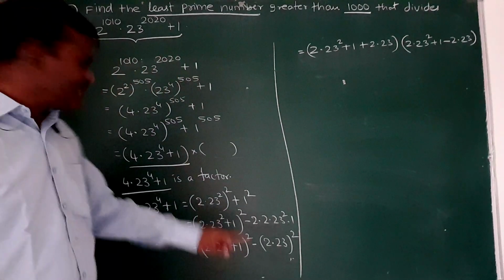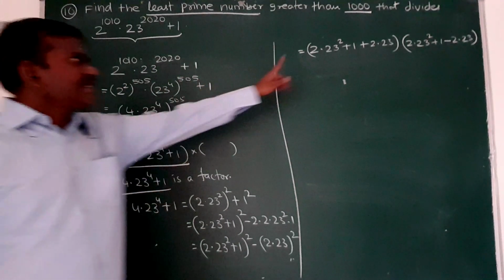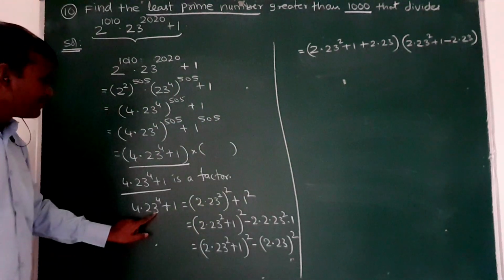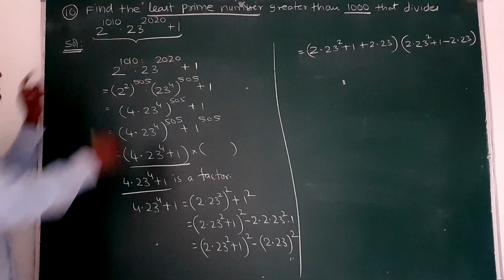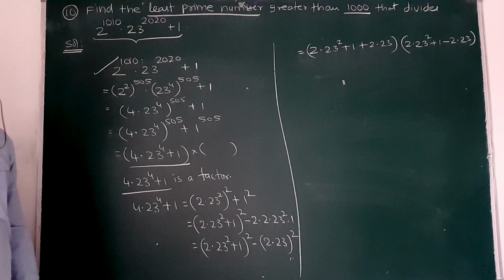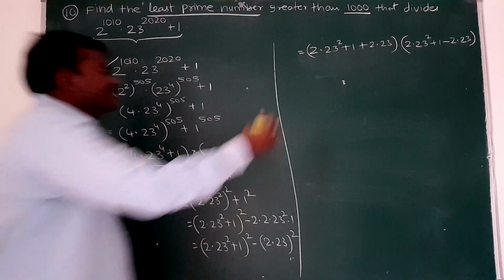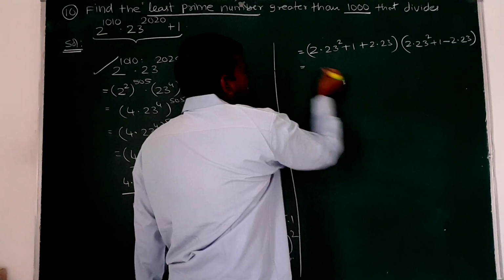These two are the factors of this number, which means those two are also factors of the given expression. So what is its value? I will find out simply.